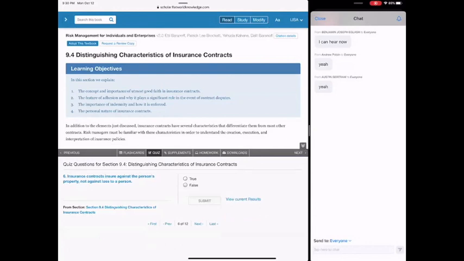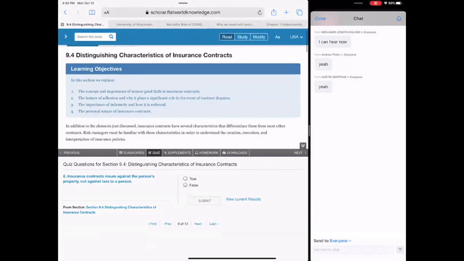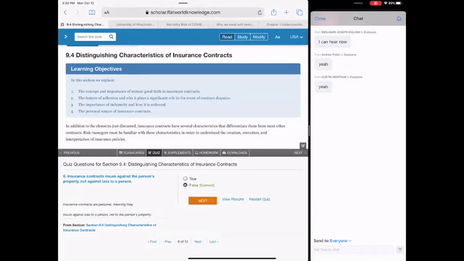Insurance contracts insure against the person's property, not against loss to a person. It's the last thing that we talked about. It's false. Even though you buy an auto policy, it's the human that incurs the financial loss. We insure the human and their insurable interest in that property.